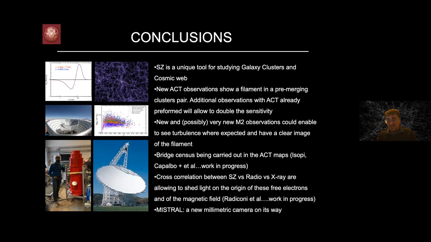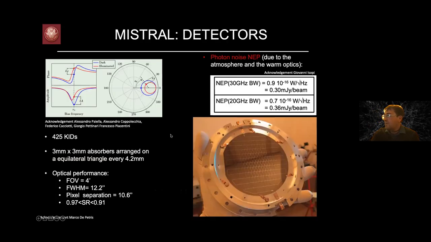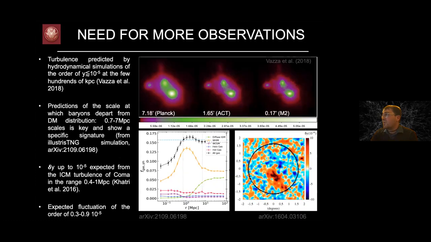So you said you were mainly looking for turbulence in the bridges. What does that mainly tell you about the system, if you see the turbulence or if you don't? Okay, basically a lot of things. So let me go here, for instance. Turbulence, so this plot shows the scale at which the baryons depart from their dark matter distribution. Depending on which angular scale you see the turbulence, you can validate models that tell you that dark matter is there and the baryons sit on it, down to 7 megaparsec or 0.7 megaparsec angular scales.